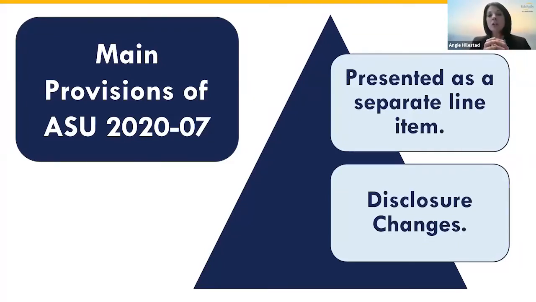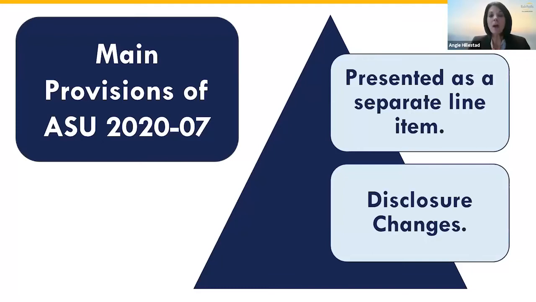The changes, really the crux of them, is that they're requiring a not-for-profit to present contributed non-financial assets as a separate line item in its statement of activities, apart from contributions of other financial assets. So commonly what you often see now is one line on a not-for-profit's financial statements that says contributions. And that will include contributions of cash, promises to give, contributions of stock, contributions of gifts in kind. You name it, it's usually in one line called contributions.